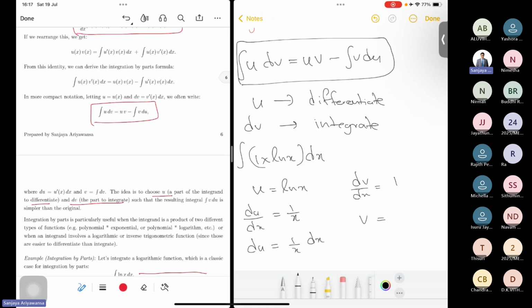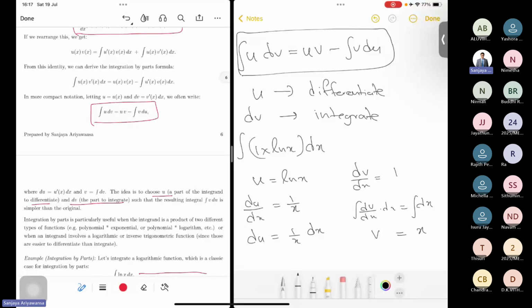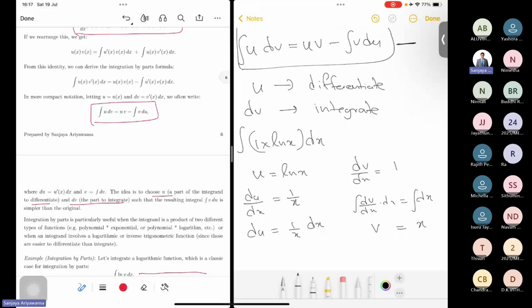Then if I integrate both sides with respect to x, I get v equals x. Right, now I look at my original equation. What does it say? u times dv. u times dv is log x times dv, which is equal to dx. That's what we need to find, the integral, which equals u times v, x log x, minus v times du, v times 1 over x dx.